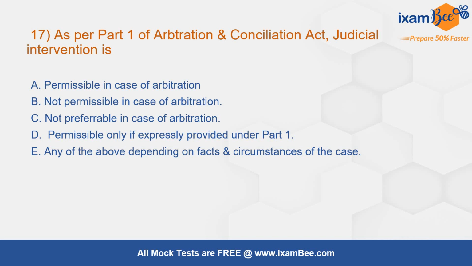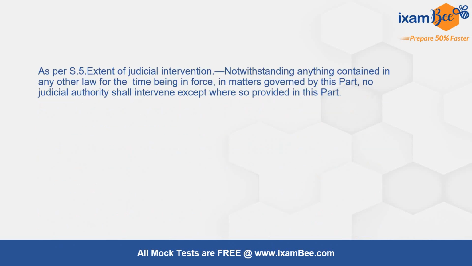Question 17. As per Part 1 of Arbitration and Conciliation Act, judicial intervention is. The correct answer is permissible only if expressly provided under Part 1. This is given under section number 5, extent of judicial intervention.